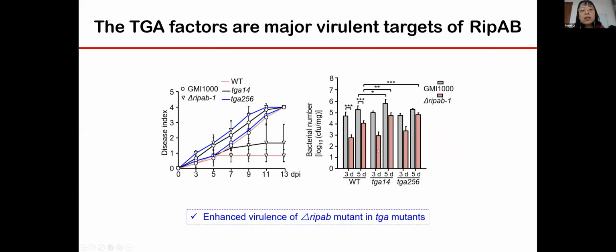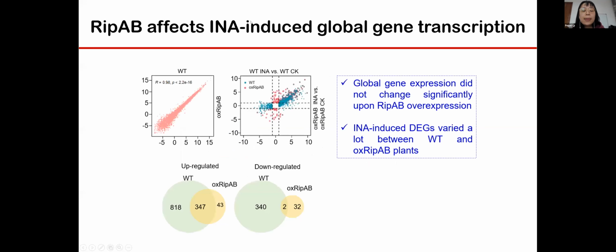In order to explore the biological relevance of TGAs in RipAB virulence function, we challenged TGA mutants with GMI1000 and RipAB mutant strains. And we found, in contrast to the significantly weakened virulence on wild-type plants, the RipAB mutant strains showed enhanced pathogenicity and grew more in TGA mutants. So this result suggests that the TGA factors are the bona fide targets of RipAB.